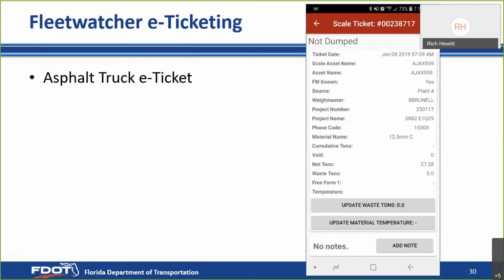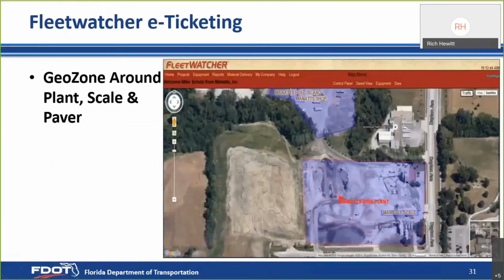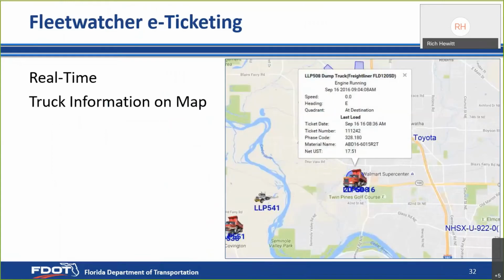Here's a shot of an e-ticket from Fleet Watcher, and again, you've got the information of when it was loaded out, what plant it came from, and the tonnages. And with the Fleet Watcher system, you can set up geozones around the plant and around the paver, and then as the truck left the plant and got to the paver, you had all that information on where it was. They also had a map where you could see in real time where the trucks were located, and if you wanted to, you could click on a truck and get some information about the truck and what material was on it, and how many tons were on it at the very bottom there.